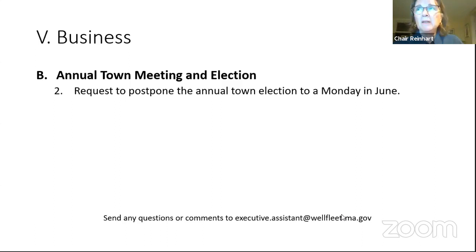Okay, anybody have any other suggestions? So do we want to move the election to Monday, June 15th? I can make a motion. In accordance with Chapter 45 of the Acts of 2020 for the state of Massachusetts, I move to postpone the Wellfleet town election to June 15th, 2020.